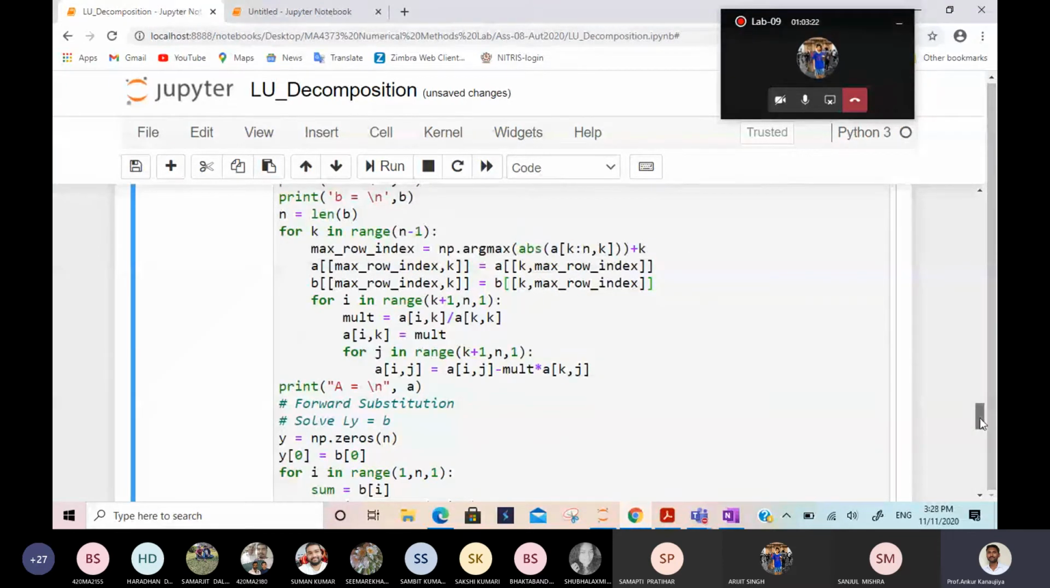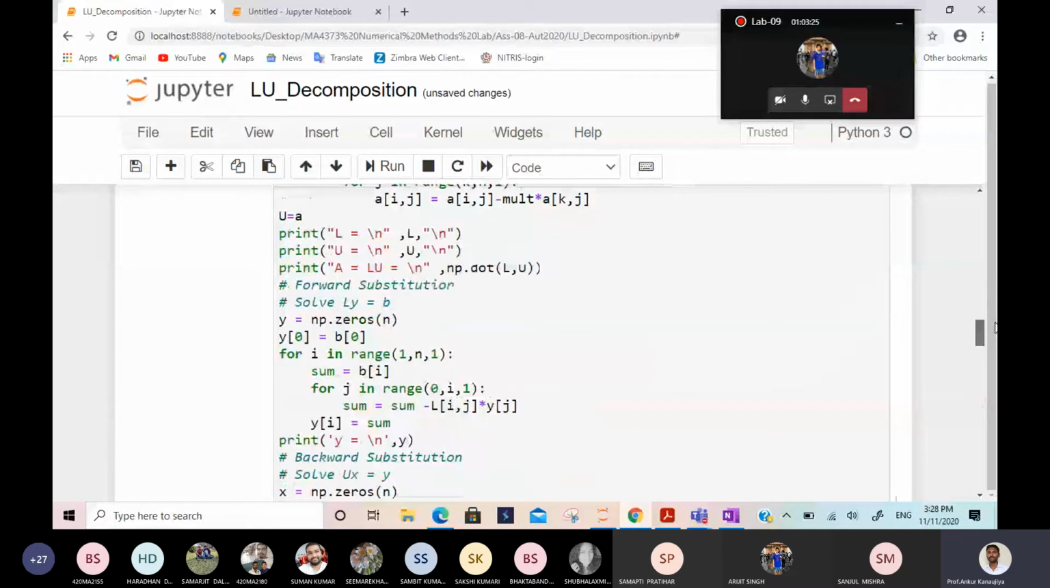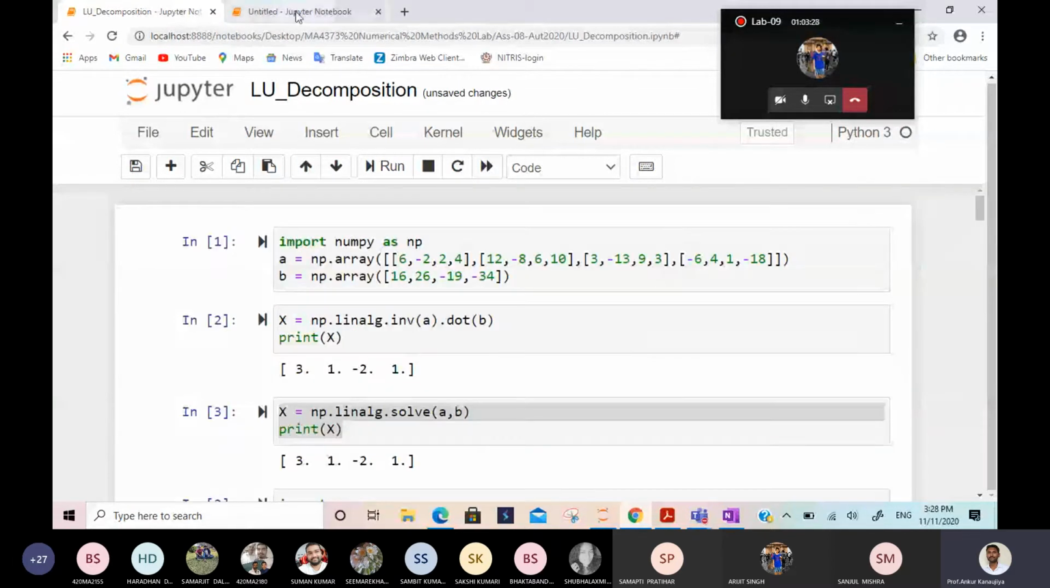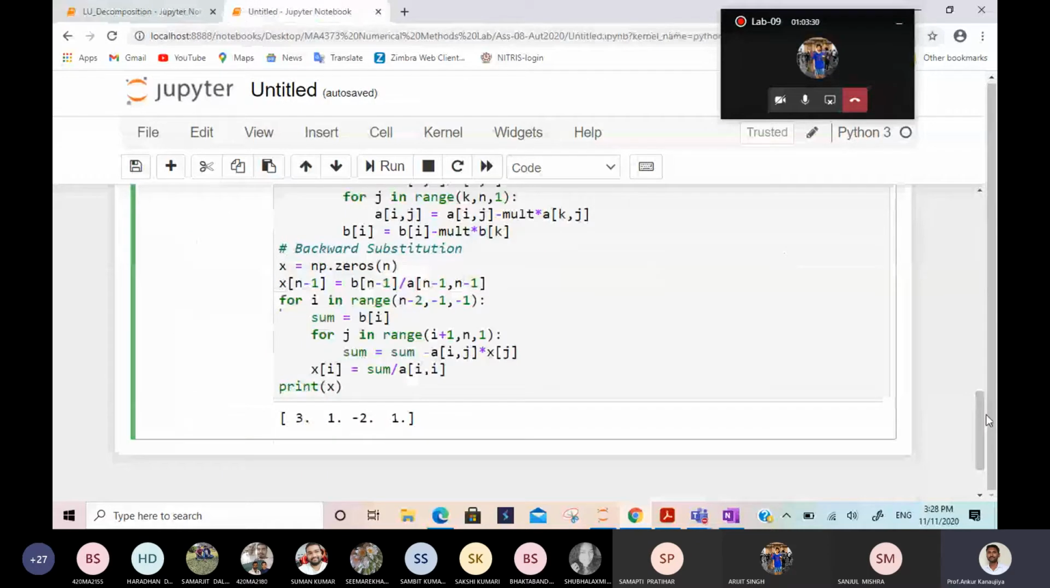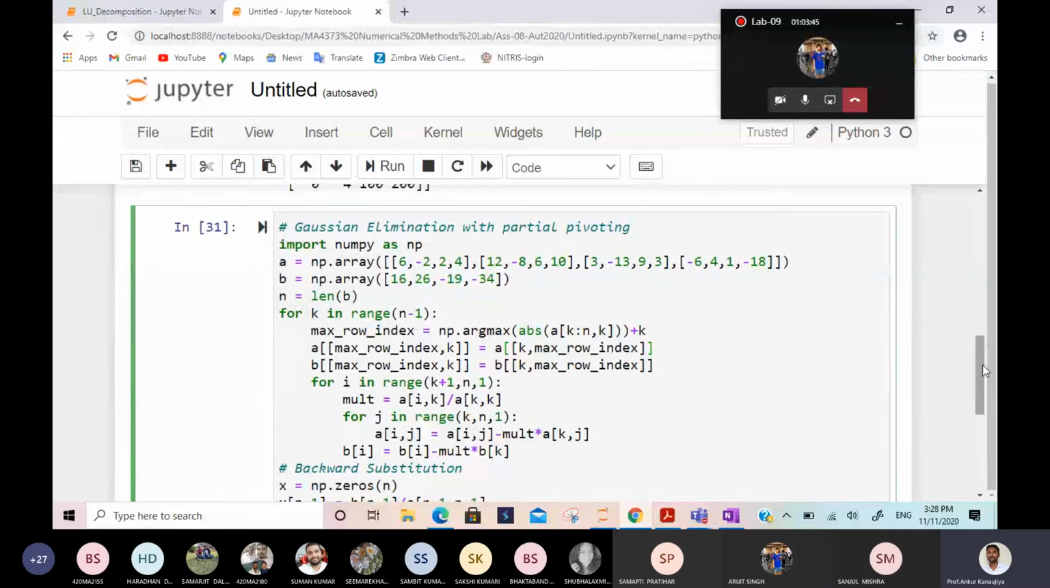What I will share with you is only these 3 lines, or you can note them down for partial pivoting. One is finding the maximum, another is interchanging the row of A, then the row of B. Does anyone have any doubt? Tell me. If no, then I will move on. I showed you Gauss elimination, Gauss Jordan, and even LU decomposition. In all 3 codes you have to add these lines.